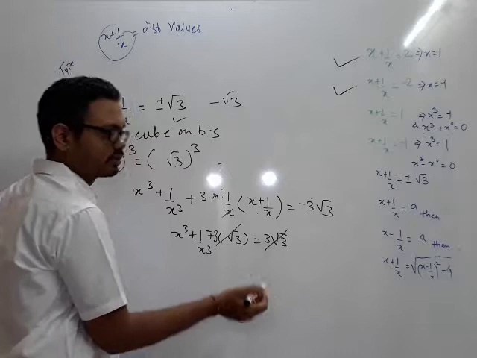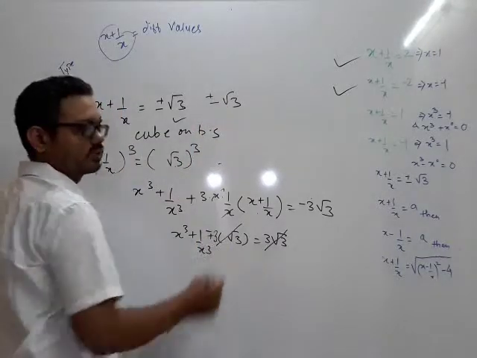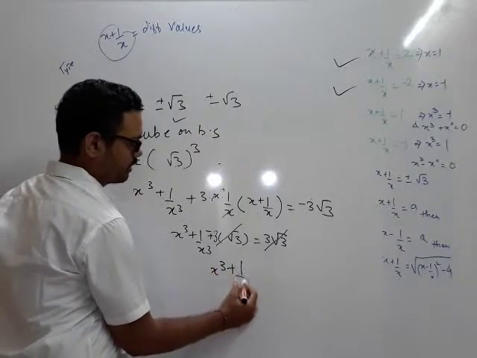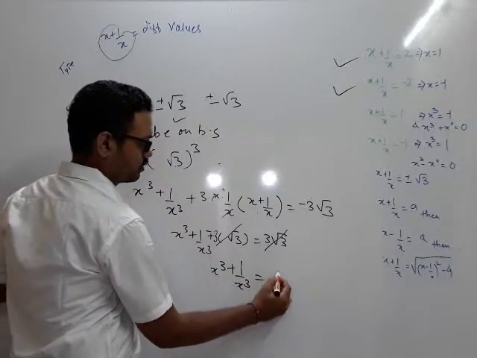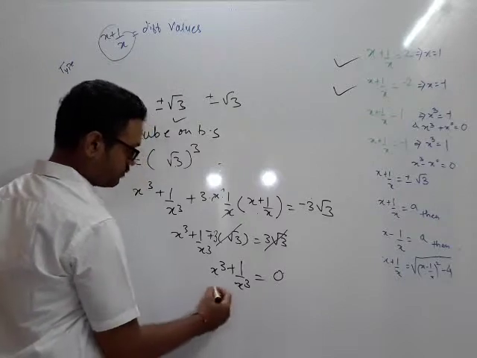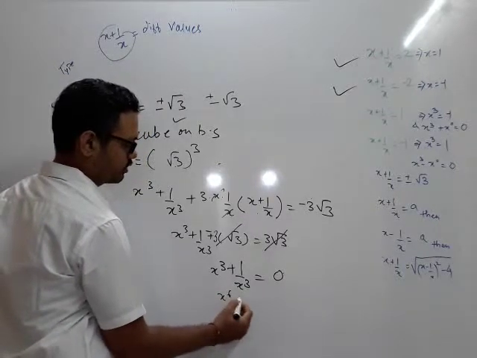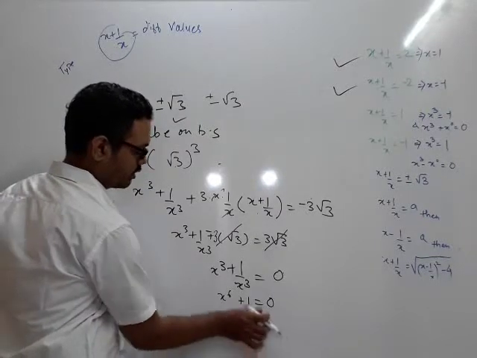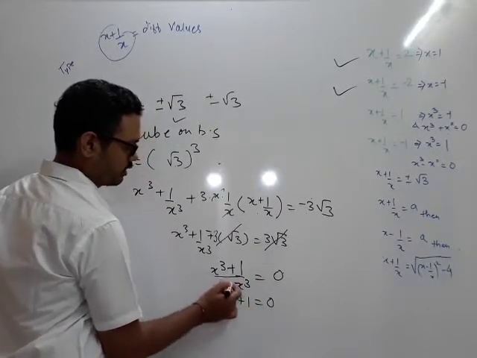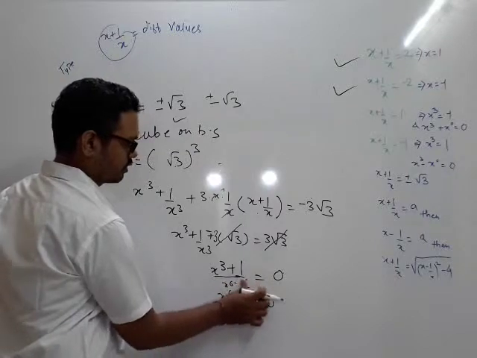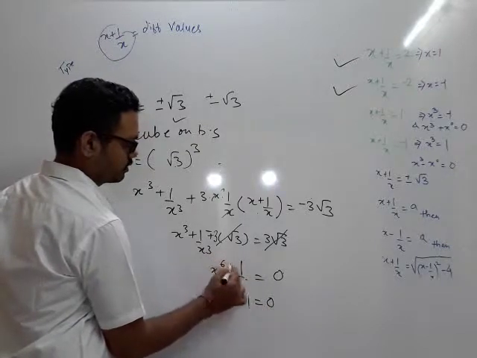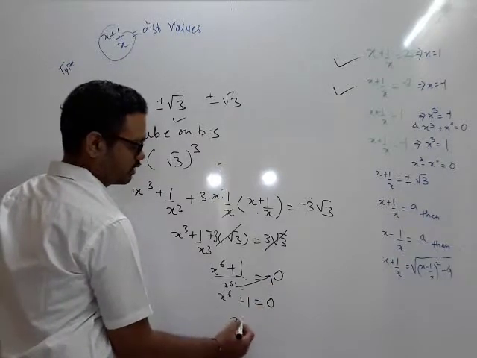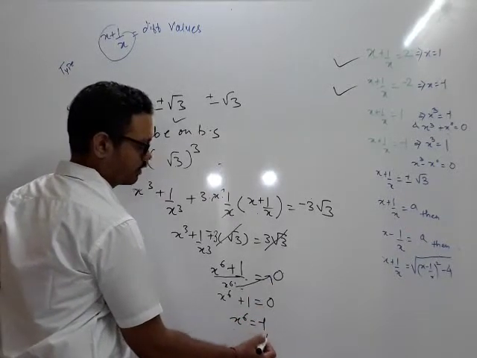Again, it will get cancelled. So in both the cases, plus or minus, it is the same. So we can write it as x cube plus 1 by x cube is 0, which means x raised to 6 plus 1 is 0. In the denominator it became x raised to 6, and it went over here and it became 0. So x raised to 6 plus 1 is 0 and x raised to 6 is minus 1.